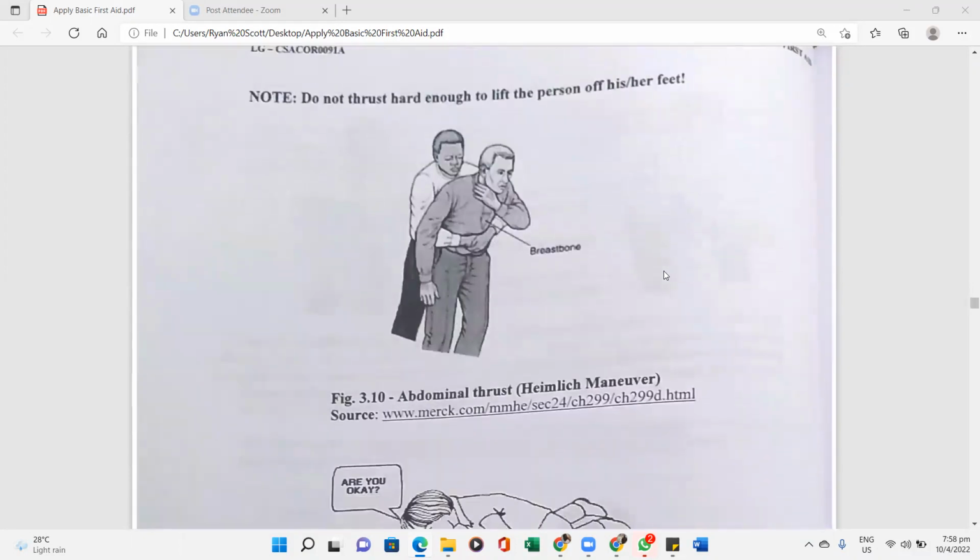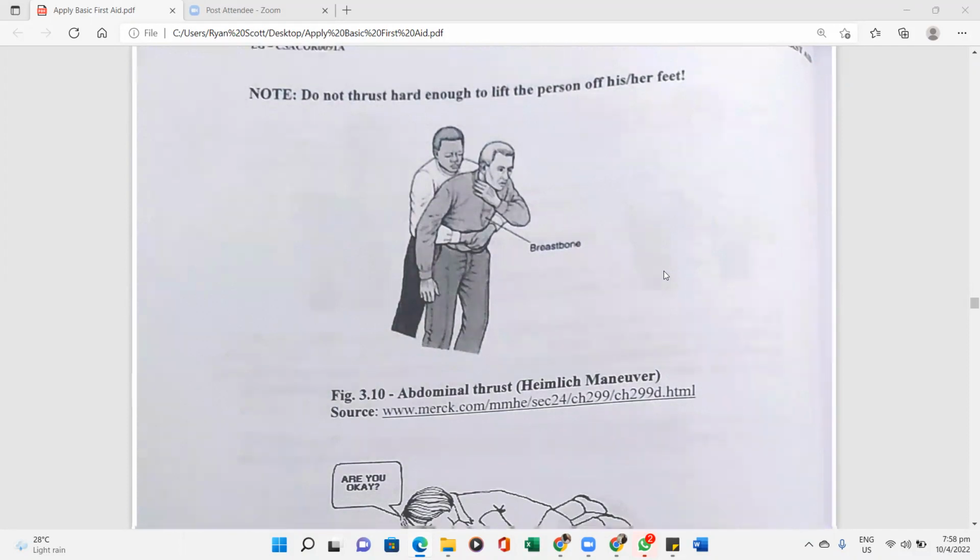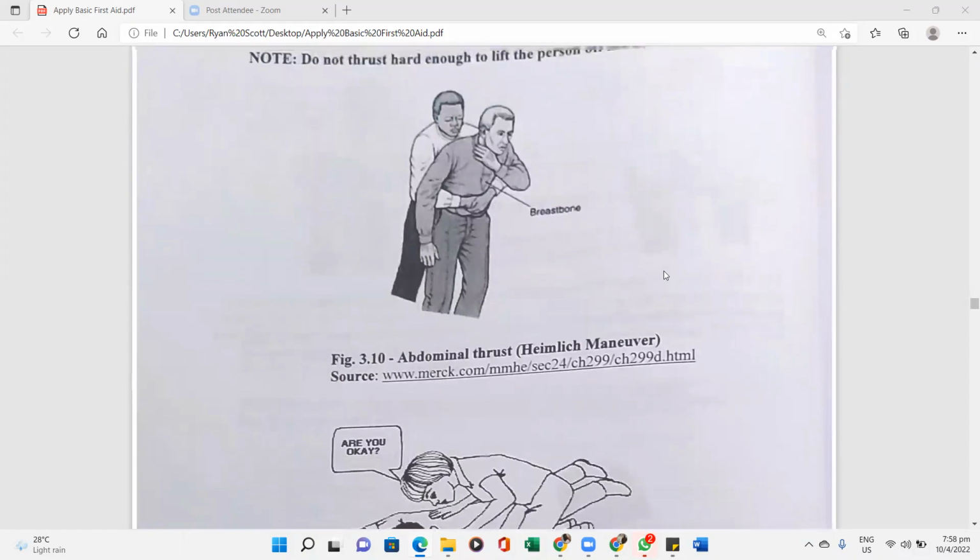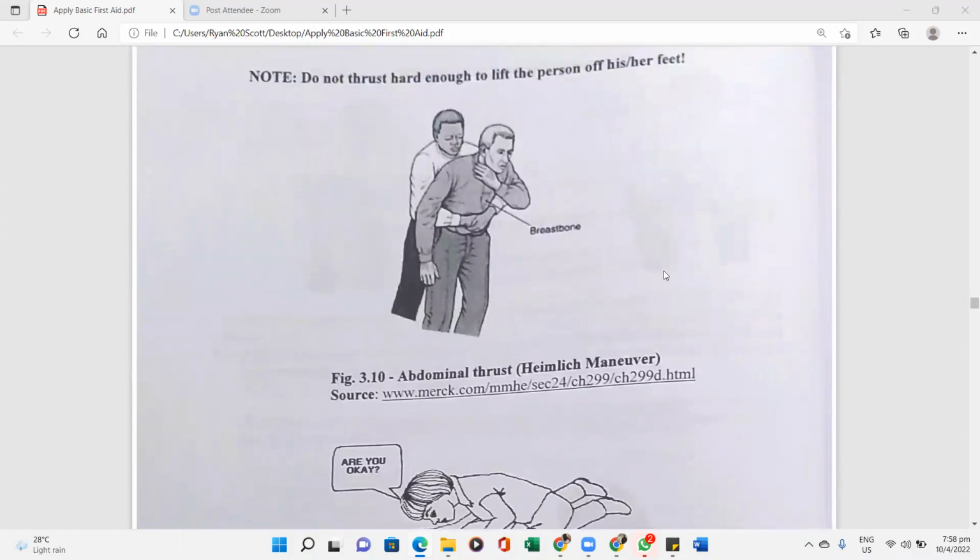All right, now we're dealing with adults, right? And we know about the Heimlich maneuver already. All right, so, scroll up. It says, do not thrust hard enough to lift the person off his or her feet. That doesn't help. So, you know, you're watching the movie and the person is literally lifting the other person off of their feet. That won't help. Okay, the person should still remain on the ground, right? Scroll down.